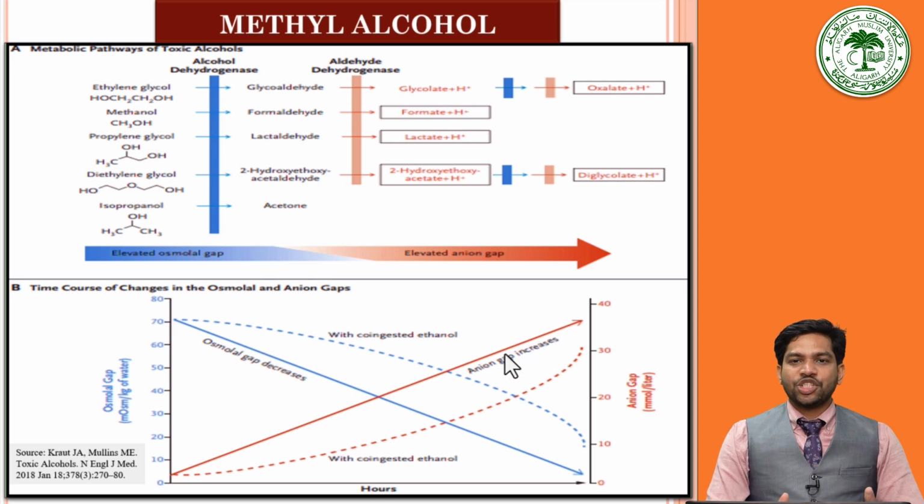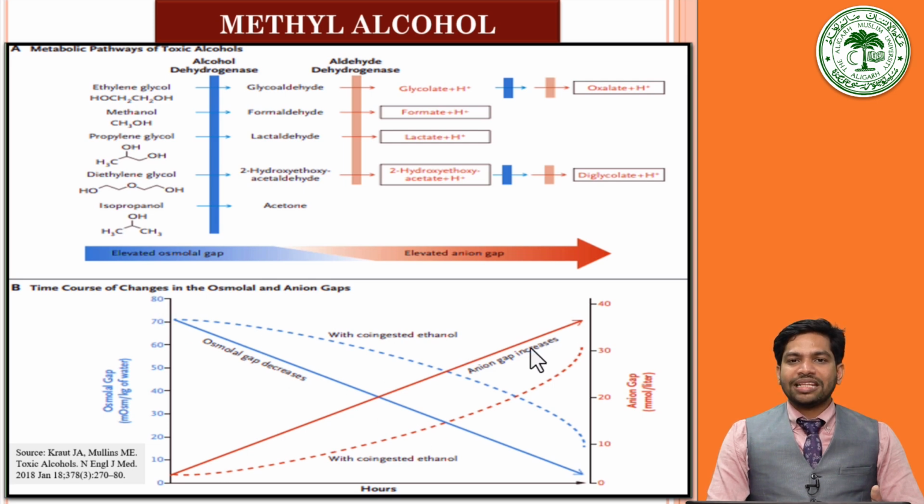That means initially, when the metabolites are not produced at the initial stage of the intoxication with different types of alcohol, the osmolar gap is high whereas the anion gap is low. Slowly, as the metabolites like formic acid and formaldehyde are formed, the anion gap acidosis increases, there is anion gap formation, whereas the osmolar gap decreases.